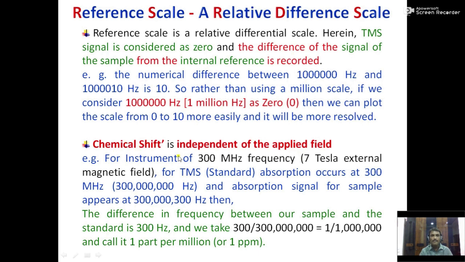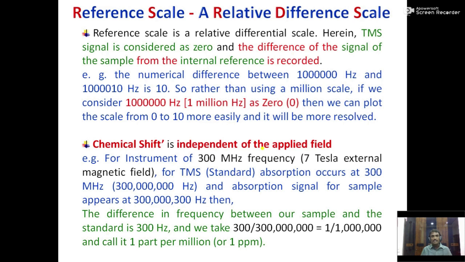Furthermore, we have seen that chemical shift is independent of the applied magnetic field. You can see that if you are using the instrument of 300 megahertz frequency, its magnetic field is 7 Tesla. You are using TMS as the internal reference standard. Then the absorption for TMS will be at 300 megahertz. That is 300 million hertz. It is one and the same thing.